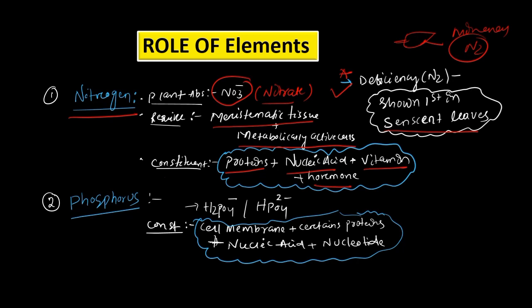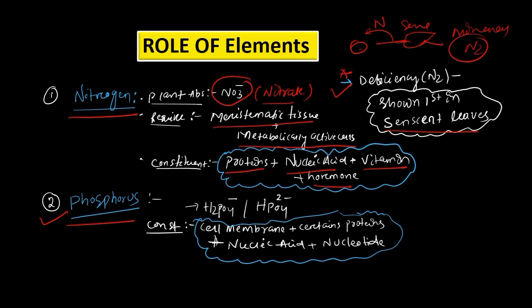What is a senescent leaf? A senescent leaf is a leaf that dies and remobilizes nutrients to younger cells. In a senescent leaf, nutrients are remobilized to the other young parts, so that these plants or cells survive better. Next mineral, phosphorus.